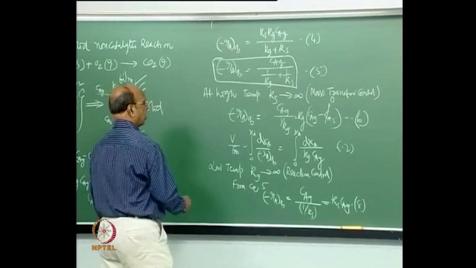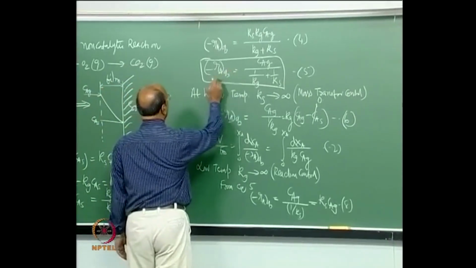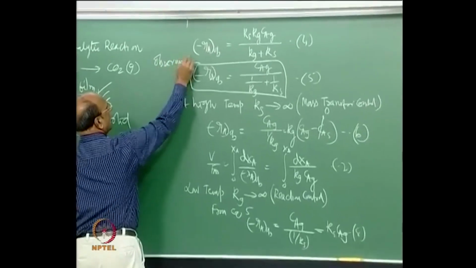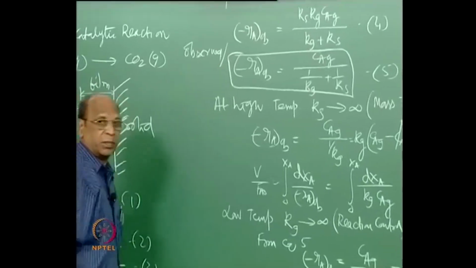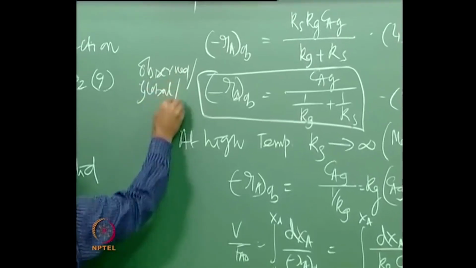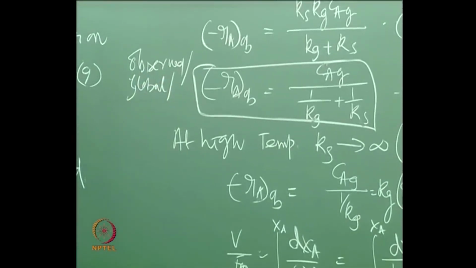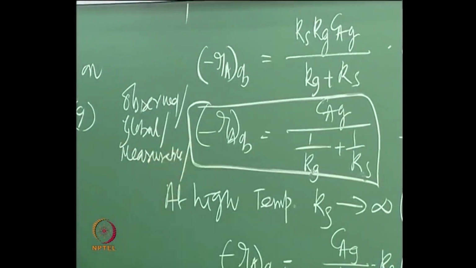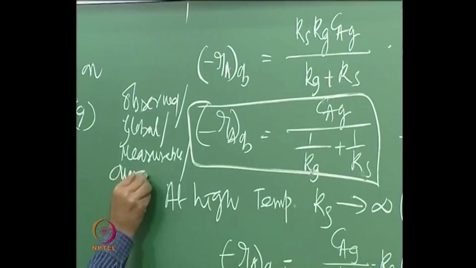That is why we call this rate the observed rate, or another name, global, another name, measurable. Very good. Is there any other name? Measurable or observed? Observed I have given, observed, global, measured, overall rate of reaction. Okay. So, rate of reaction.